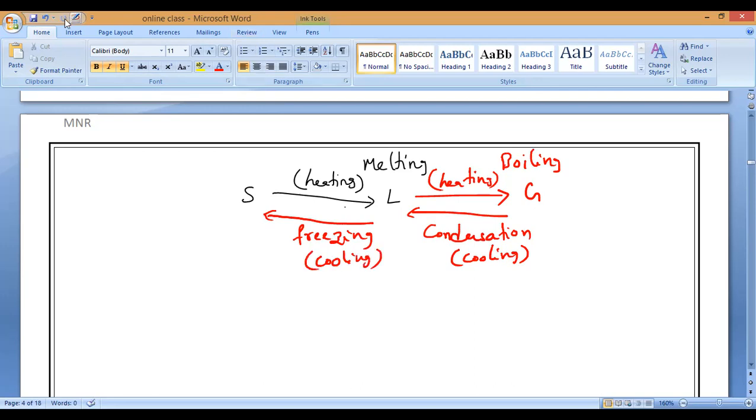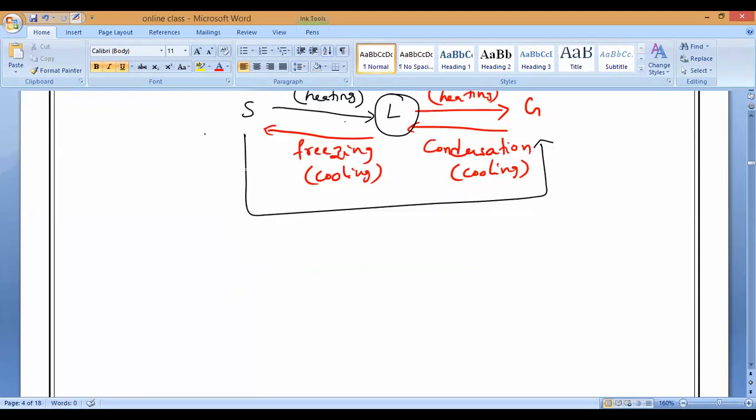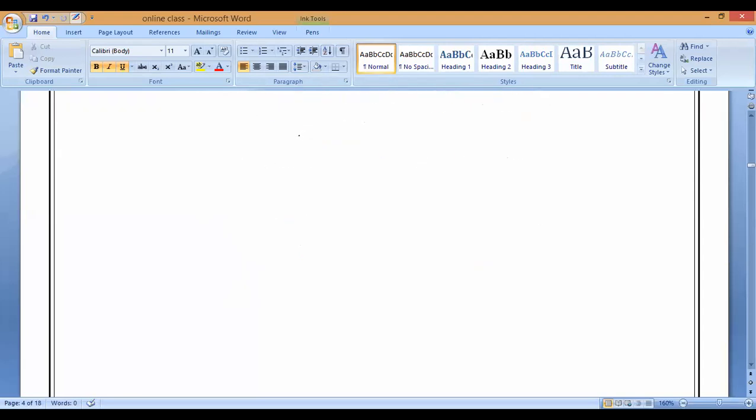These are all the processes which we already studied in the last classes: solid to liquid, liquid to gas, and in the reverse manner, gas to liquid and liquid to solid. Now, in the last class I told you that sometimes no liquid will form, and only directly solid will convert into gas or gas will convert into solid. Without forming liquid, that is very important.